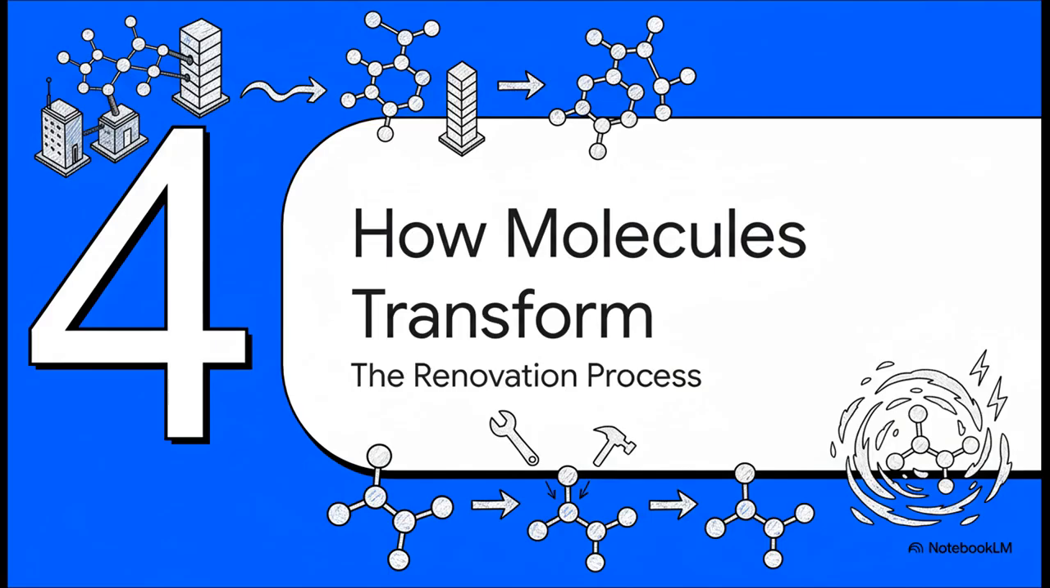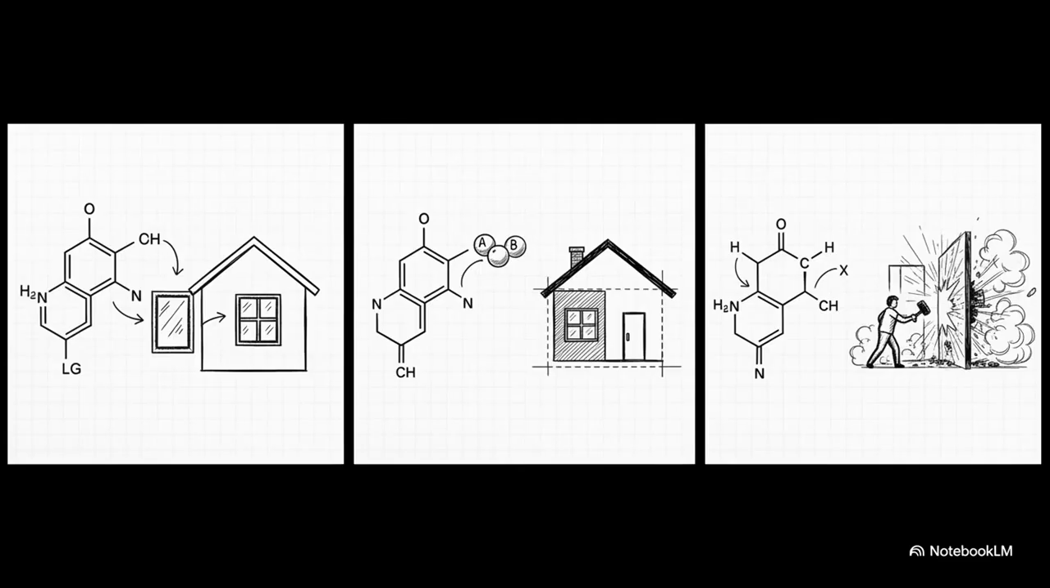So, we've got these amazing molecular buildings, but what happens when chemists want to, well, change them? They perform chemical reactions. We can think of these as molecular renovation projects, totally transforming one structure into another. Now, there are tons of types of renovations, but 3 of them are super common.